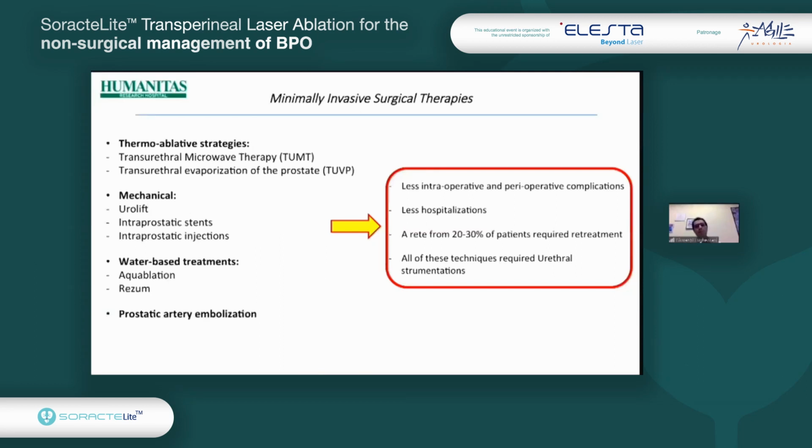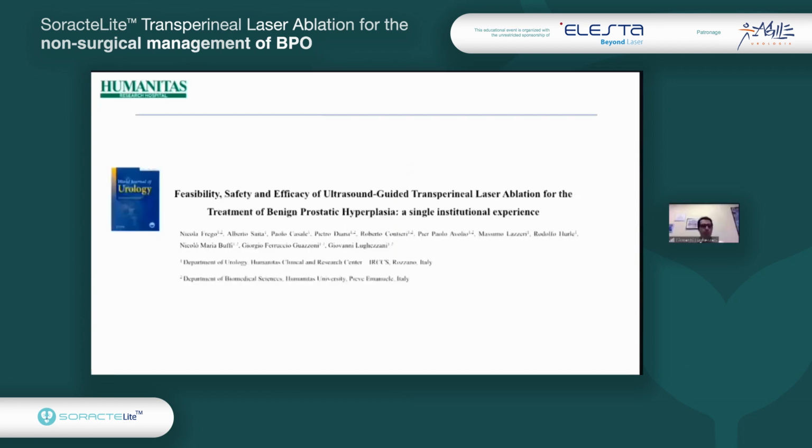That's the reason why we are moving towards these minimally invasive surgical therapies. However, we must keep in mind that most of these attractive therapies need urethral instrumentation and carry potential complications related to this instrumentation. So we're talking about our experience.